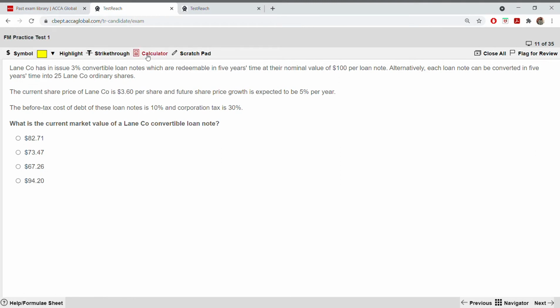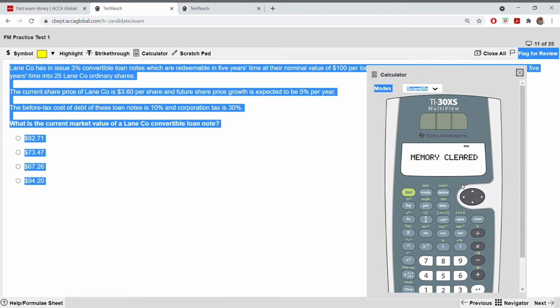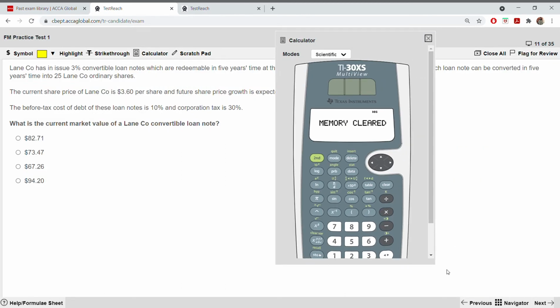Now keep your calculator ready whenever you see a calculation. You cannot resize the calculator, so I'll keep it here.